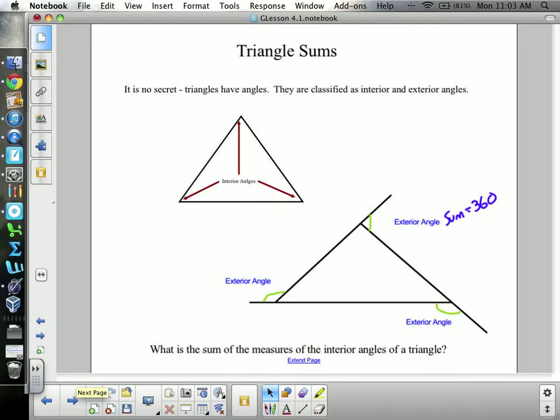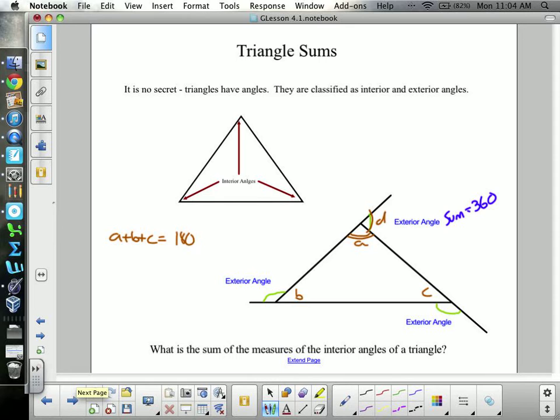But what's even more interesting is this little tidbit. I know that an exterior angle plus its corresponding interior angle, those two make what kind of angle pair? What do we call that angle pair? Linear pair, which means they add up to 180. So if I call the measure of this angle A, this measure of angle B, and this measure of angle C, not B, I already put B down. Okay? A plus B plus C, the three interior angles add up to what? What's their sum? 180.